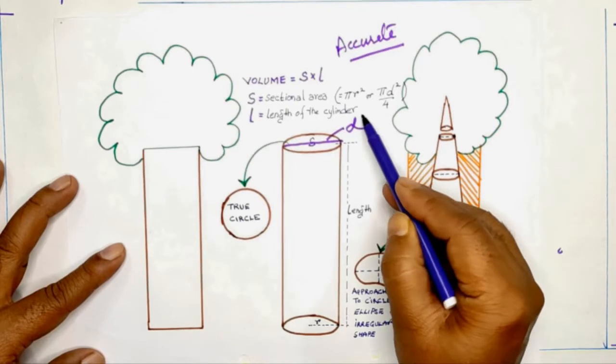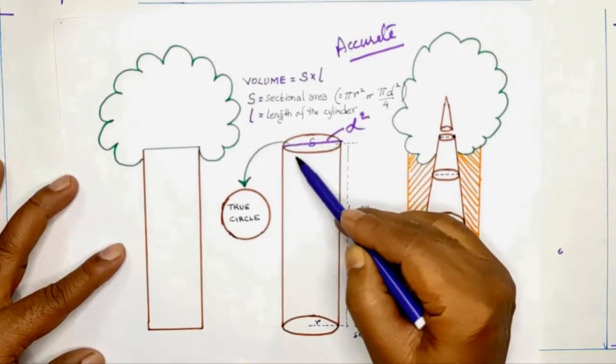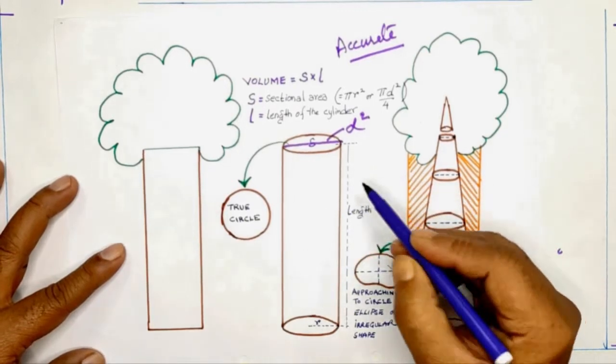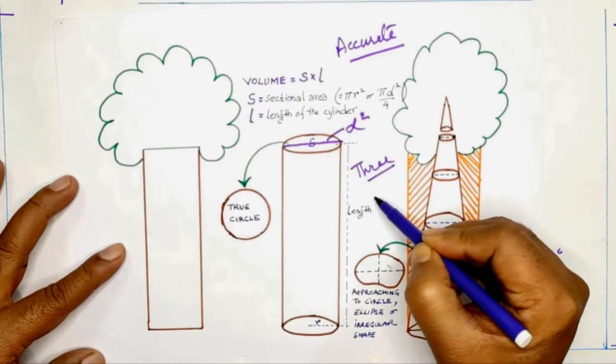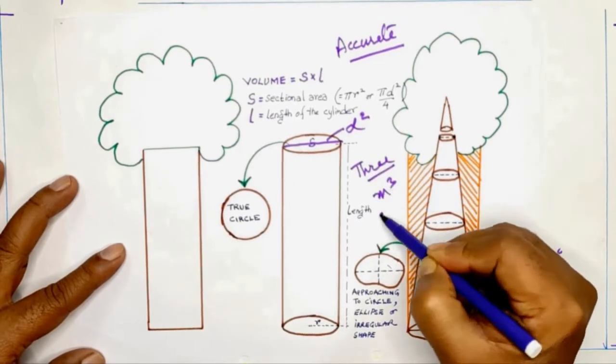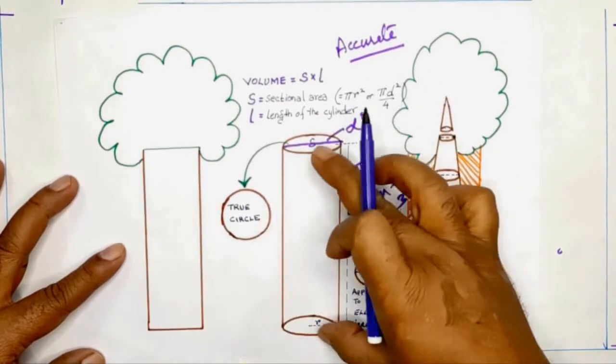So here we get it in two dimensions. This square means it is centimeter square or meter square. But when we take this length, we have three dimensions, so whatever result we get will be in cubic meter or cubic centimeter. So we can calculate very simply.